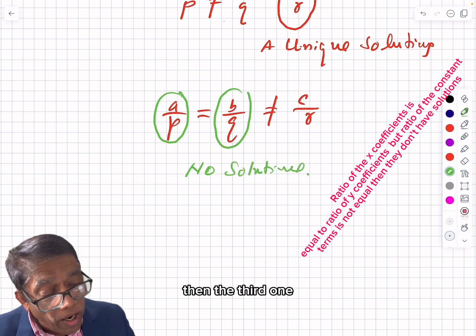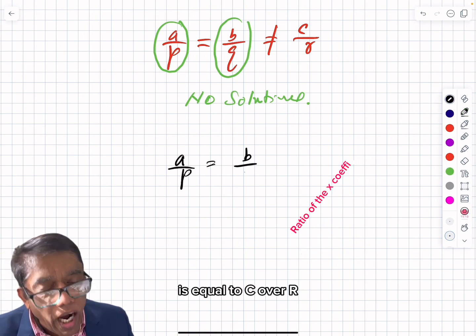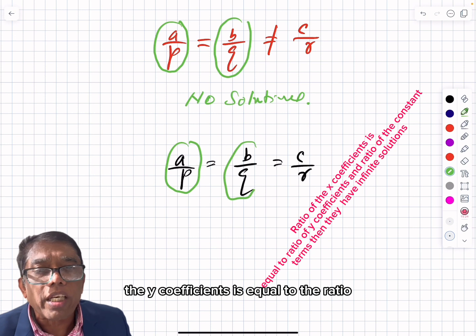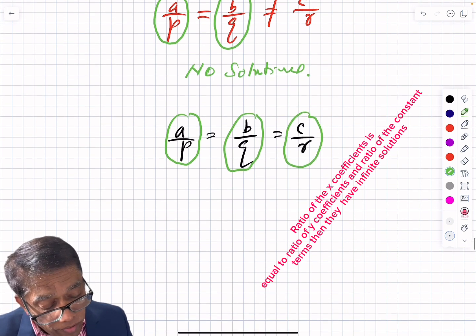Then the third one, if a over p is equal to b over q is equal to c over r, the ratio of the x coefficients is equal to the ratio of the y coefficients is equal to the ratio of the constant terms, means infinite solutions.